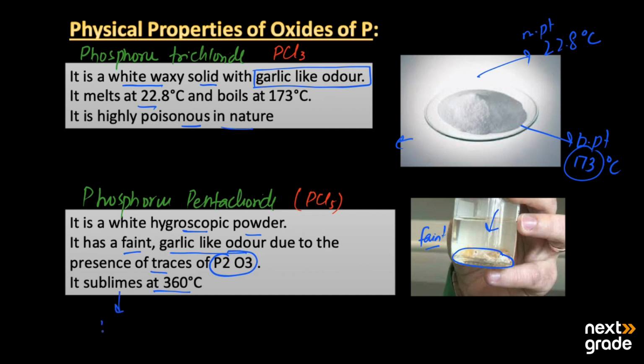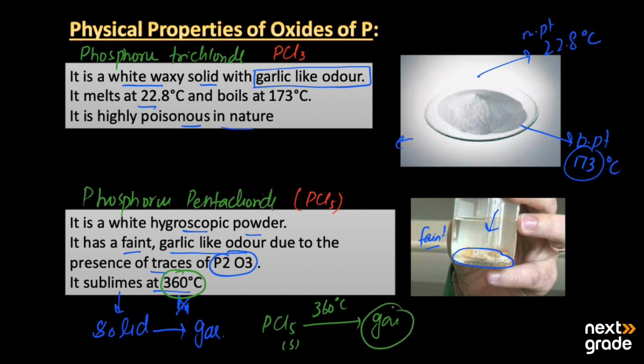Sublimation is a process in which a solid is easily converted into the gas phase without passing through the liquid state. The temperature at which it sublimes is 360. It means when we have that hygroscopic PCl5 and the temperature is almost 360 degrees Celsius, it is converted from the solid state to the gas phase. This is called the sublimation of phosphorus pentachloride.